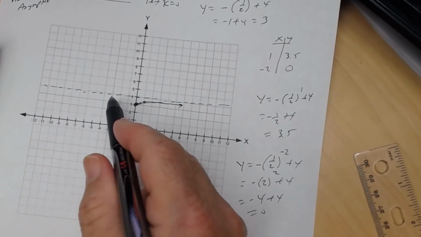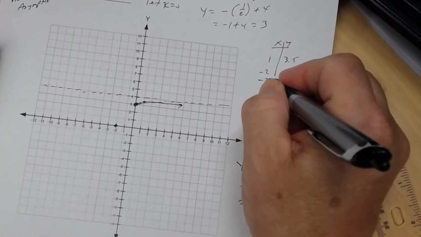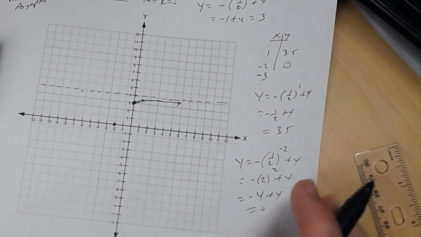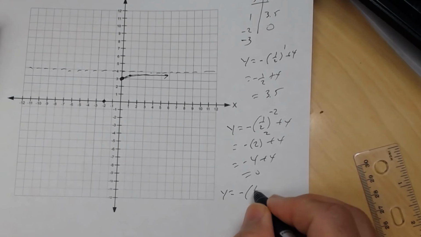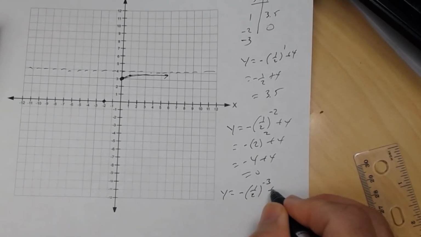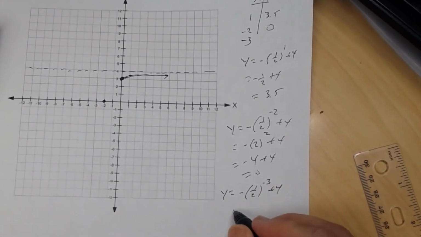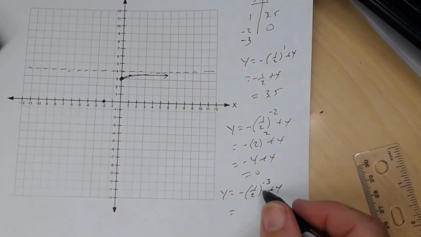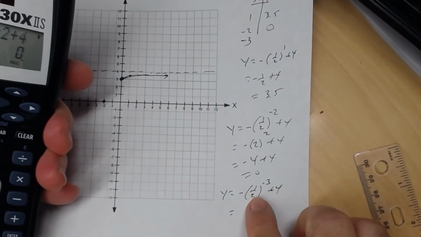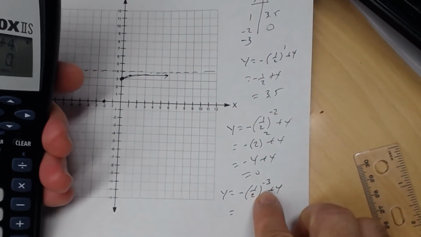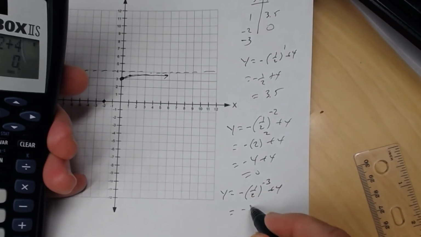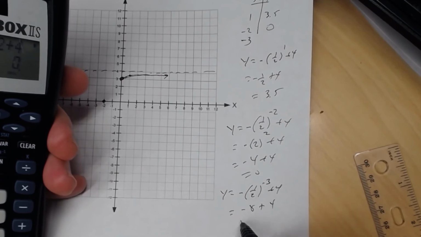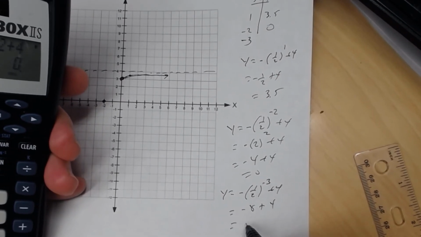Let's pick another point. Let's say negative 3. So if x is negative 3, I get y equals the opposite of (1/2)^-3 plus 4. On a calculator, let's see what this is. Without a calculator, this would be 2^3, which would be 8. So this would be negative 8 plus 4, which is negative 4.